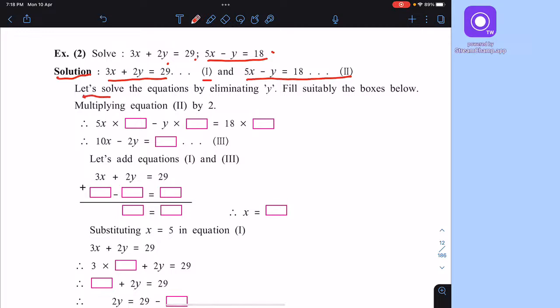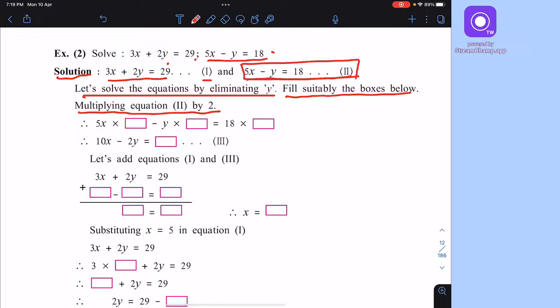Now let us solve the equation by eliminating y. Okay, this is fill suitably the boxes below. This type of questions are asked in examination. For each fill up you are having half marks. So here they are given here multiplying equation 2 by 2. This is the equation 2.